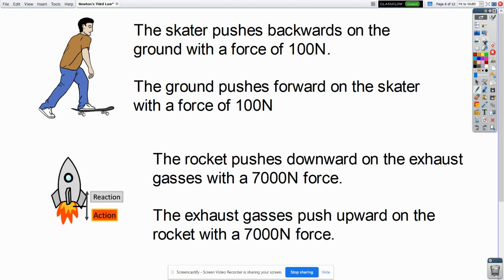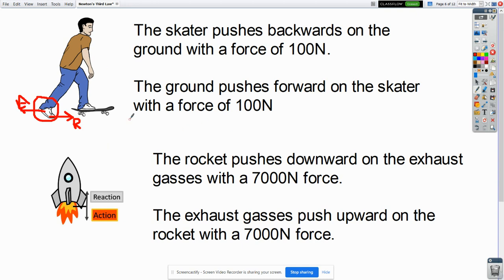We need to be able to identify action-reaction pairs. So for somebody on a skateboard, there are several that are actually in play here. The one I'm focusing on is the one that occurs right here. The skater pushes backwards on the ground with some force, let's say 100 newtons. So the skater's foot is pushing this direction. That is the action force. The ground is going to push forward on the skater's foot. That is the reaction force.